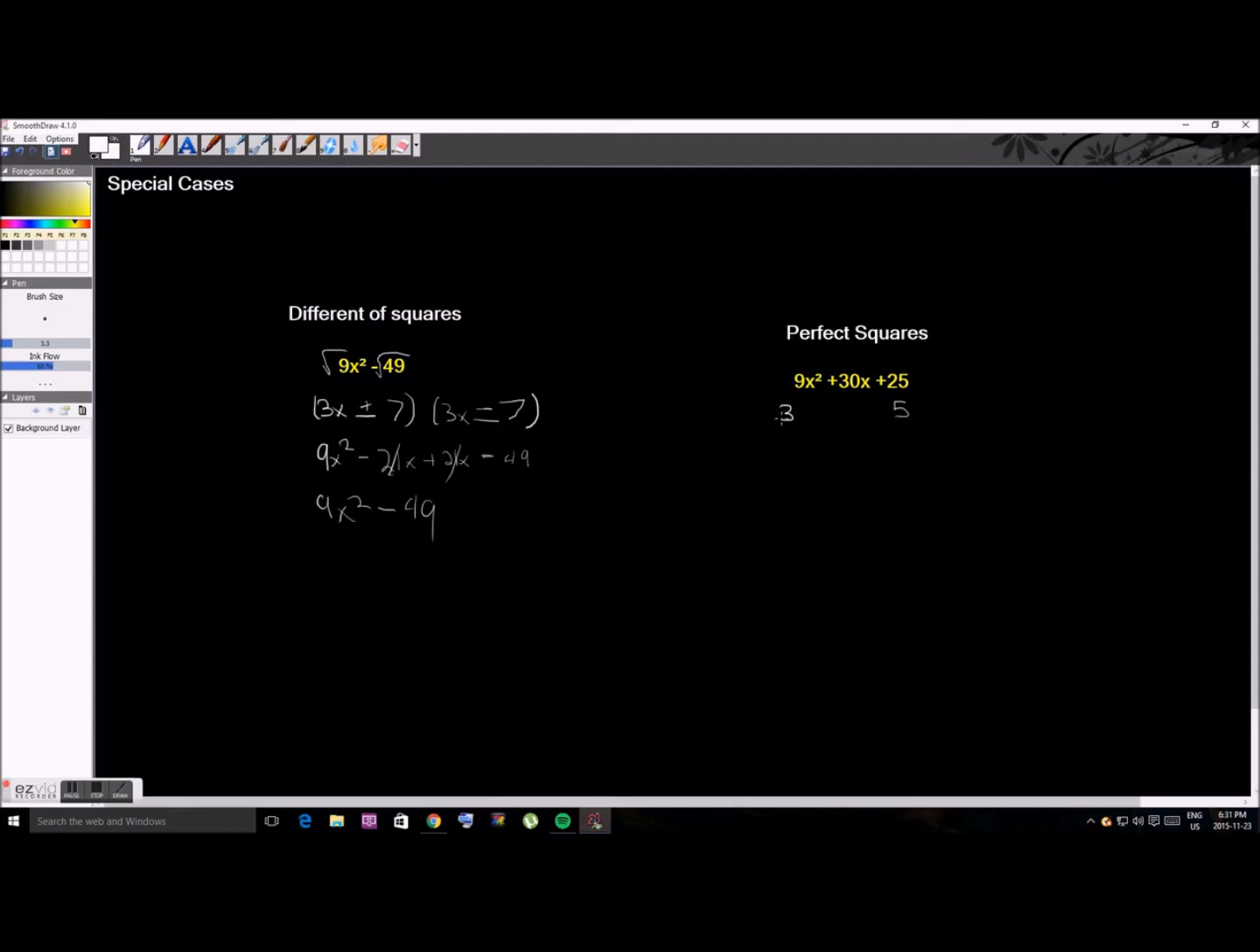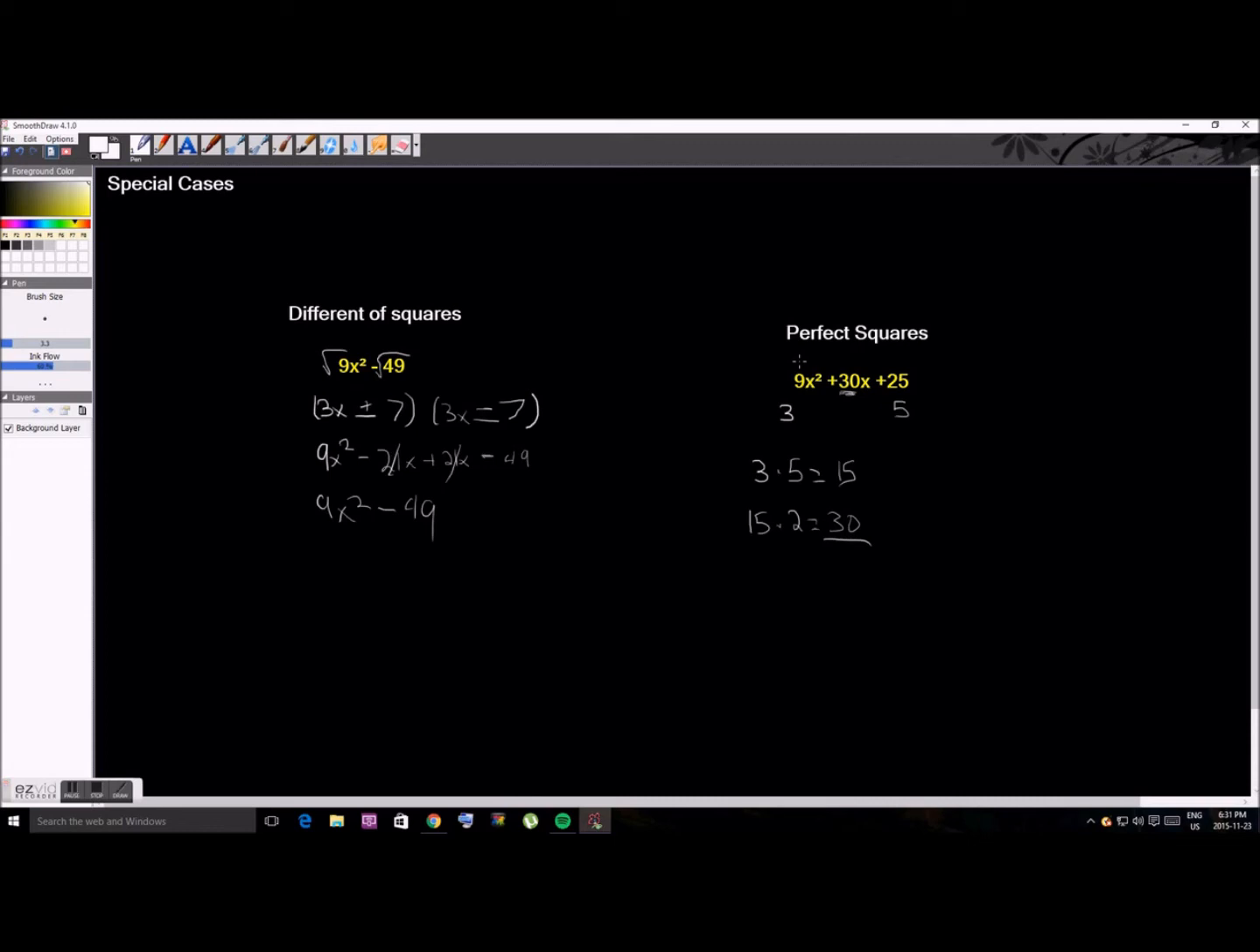Okay, so now what we're going to do is we are going to get the 3x from obviously square rooting this. And we're going to add the plus 5. The reason we aren't adding the 30 is because when we expand it, oh, I forgot the square over here. If we were to expand this equation, it's going to look like this, 3x plus 5 and 3x plus 5.